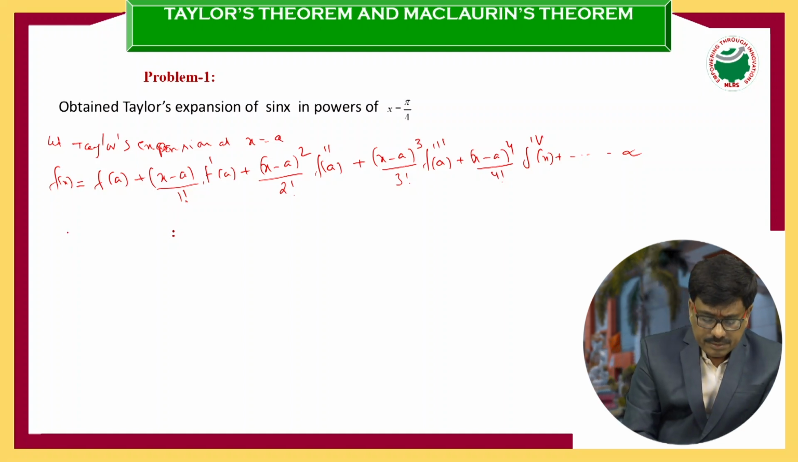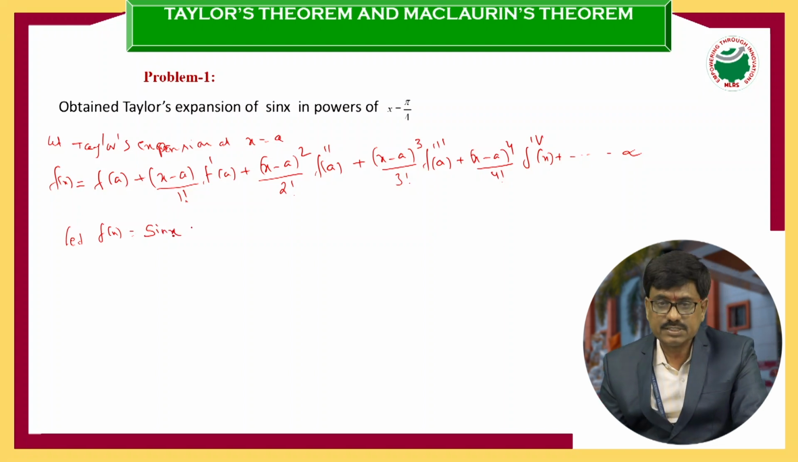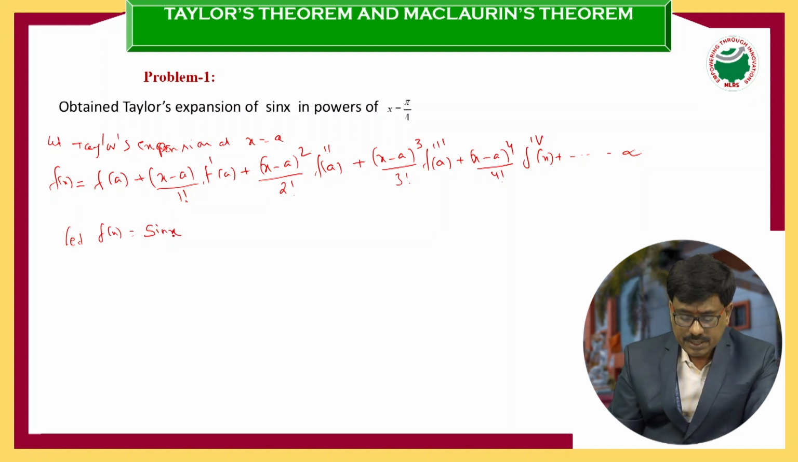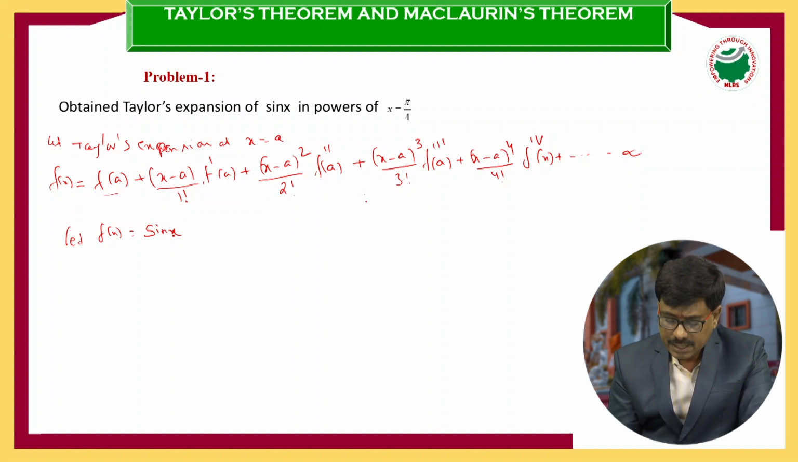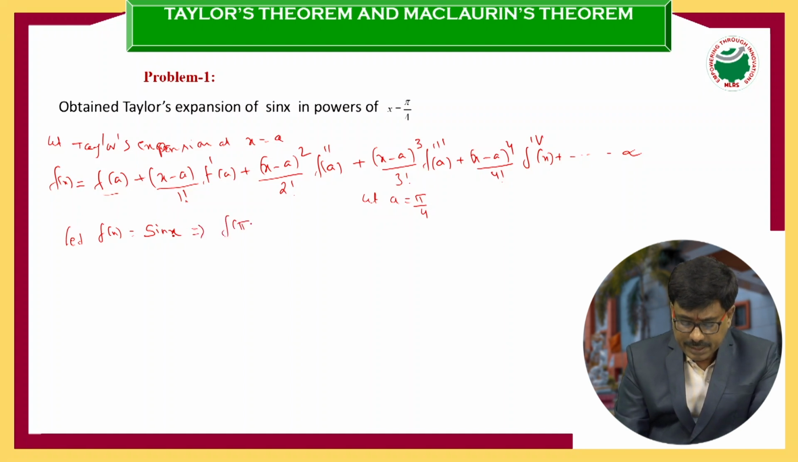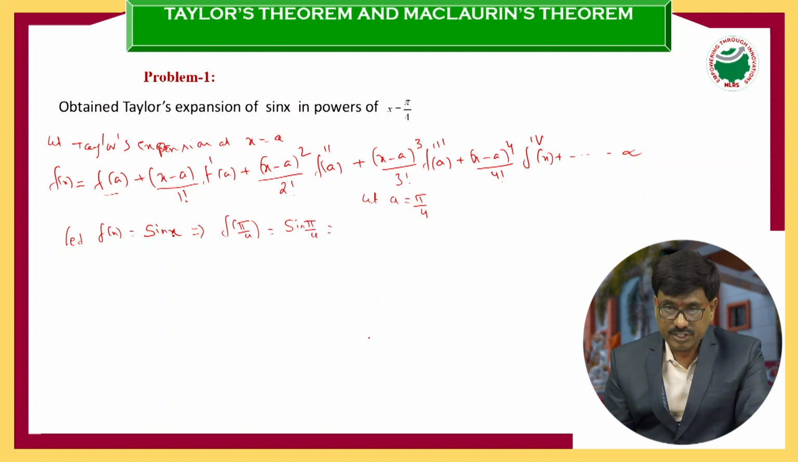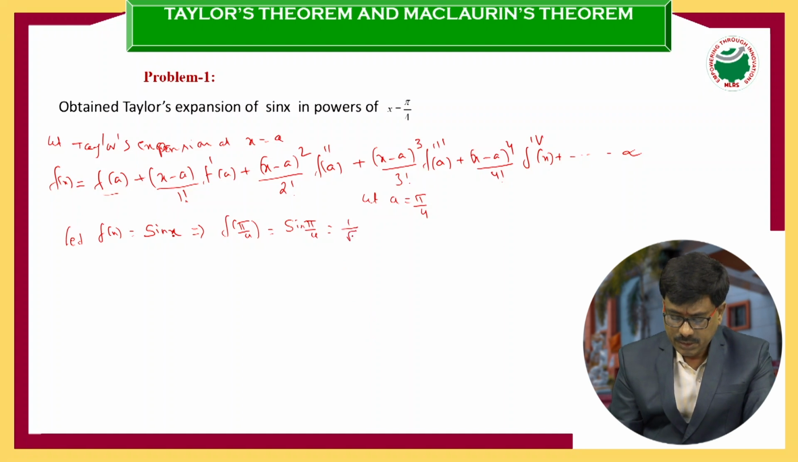What is the given function? Let f of x equal to sin x. We need to calculate first the f of a value. What is a in this case? At the particular point, a equal to pi by 4. For this function, we need to calculate f of pi by 4, which is sin pi by 4. What is sin pi by 4? Pi by 4 is nothing but 45 degrees, and sin 45 degrees is 1 by root 2.